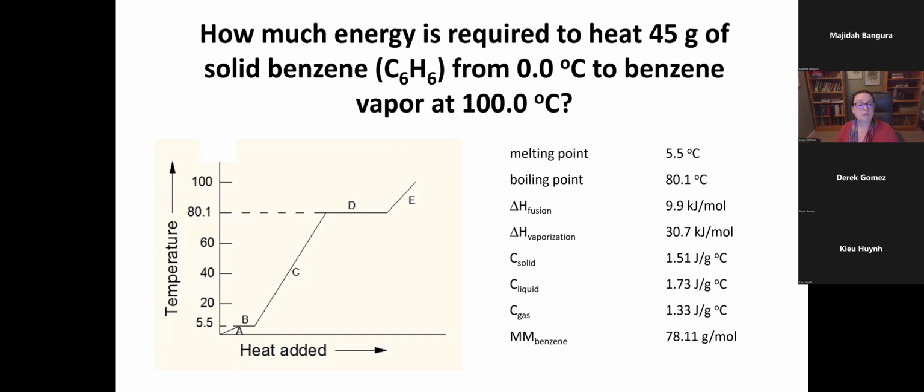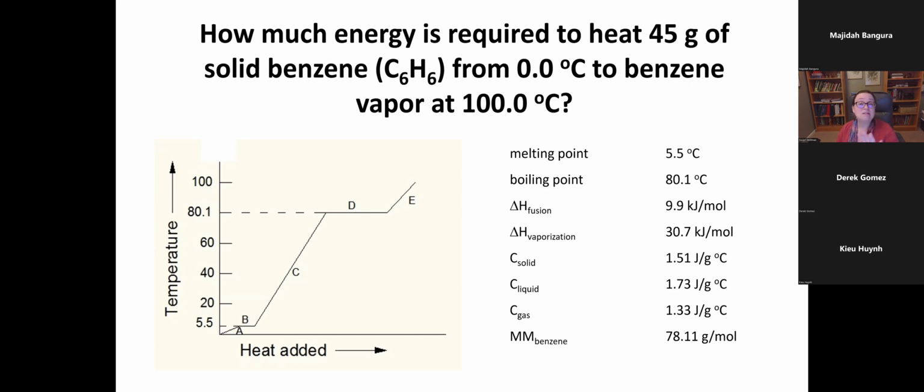What's going on in the different regions of the curve? Can you figure out what the melting point and boiling point are from the data on there? And then can you do a calculation kind of like we did? Can you figure out how much energy it takes to get from some point on the graph to a different point on the graph?